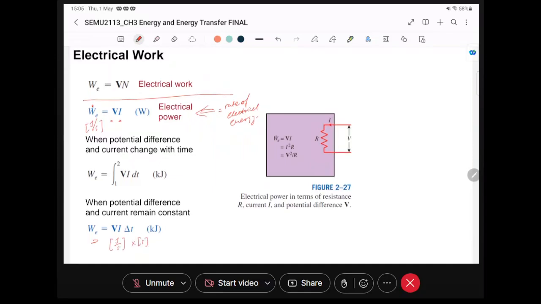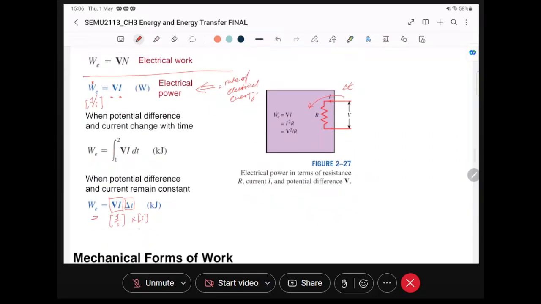So we know the power. We need to know how long the electrical power is being supplied to a system. For instance, supplying to here, for how long? Then we'll be able to calculate. So it's really just the power multiplied by the change in time, the time the machine is operating. Then we'll be able to get the total amount of energy being transferred to the system.